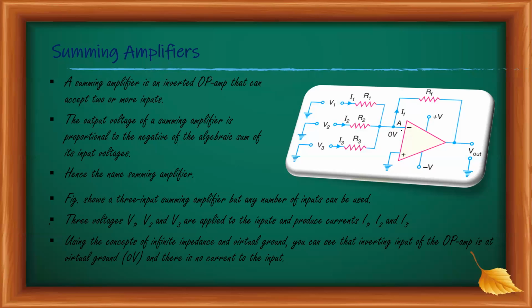So due to the virtual ground and the high input impedance at the input, there is no current flowing in this direction. There is no current flowing into the op-amp. Is it clear?